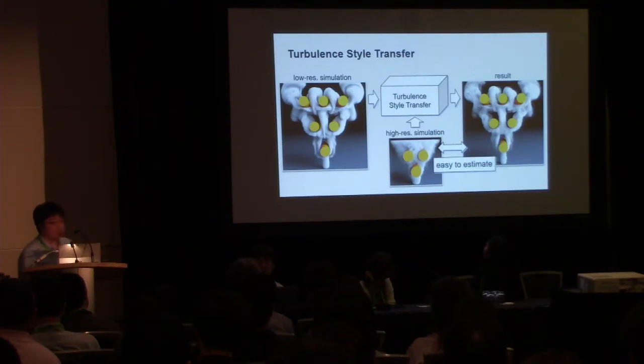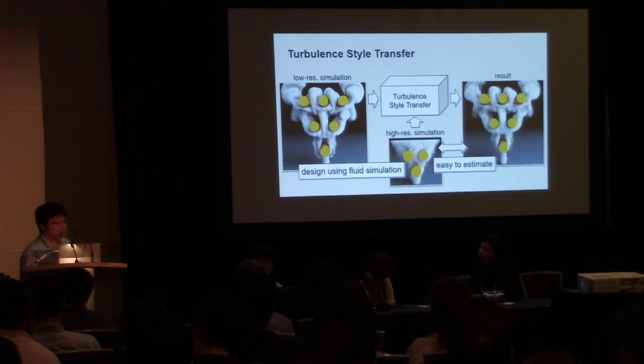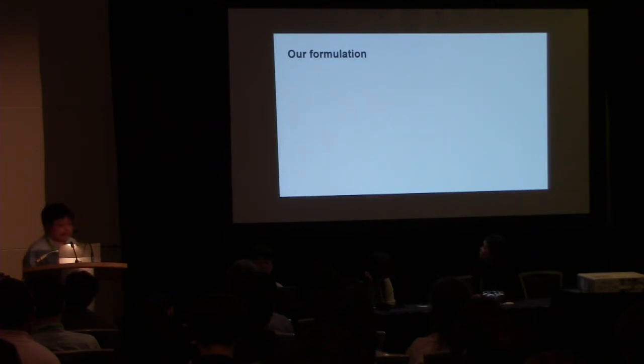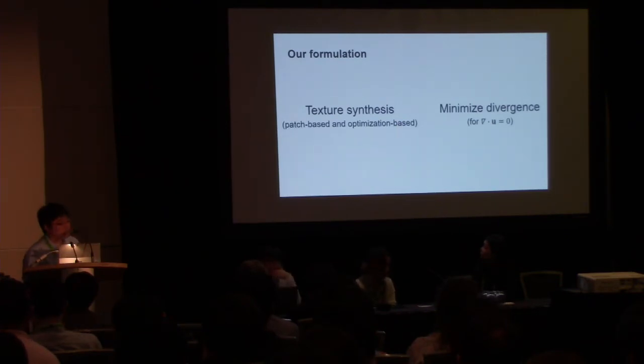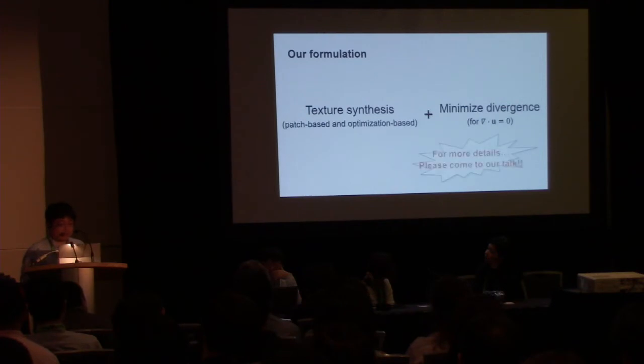So it is easy to estimate the synthesized result. Furthermore, results of this high-resolution simulation can be created using fluid simulation. So animators need not newly understand special parameters. To achieve the turbulence style transfer, we introduce two approaches from texture synthesis: a patch-based approach and an optimization-based approach. In addition, we want to minimize the divergence of the flow to satisfy the incompressibility of the fluids as much as possible. So our system is formulated by combining these two components to transfer the detailed motion of fluids. For more details of our system, please come to our talk.